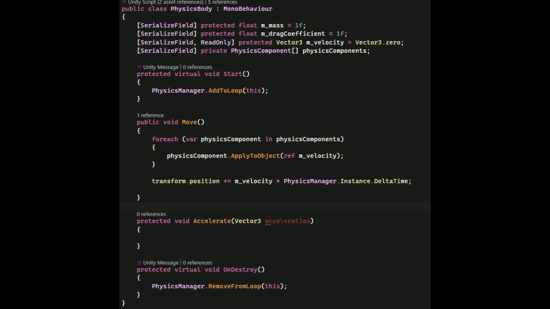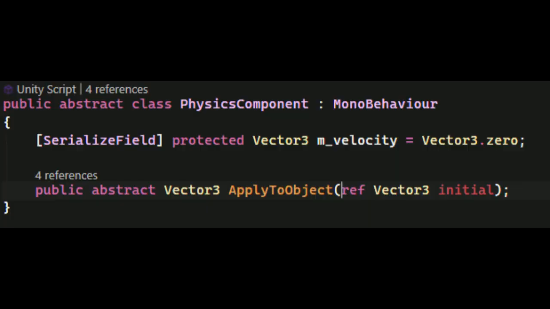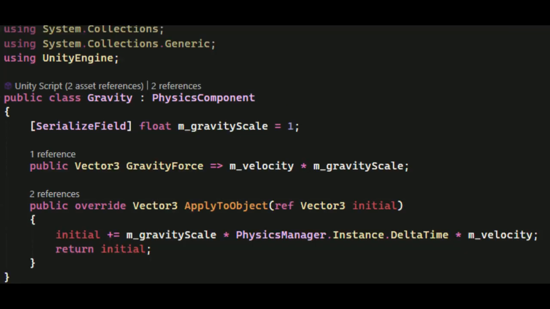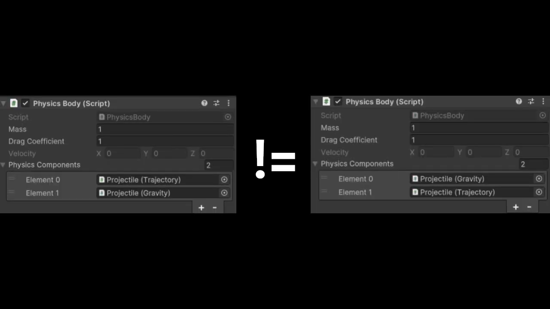I got a head start on Lab 4 by using a component-based physics body system. The idea is that each physics body will have an array of physics components, which are in charge of modifying the velocity in a single specific way and using a shared reference to it to apply it each frame. Components inside the array dictate which component gets applied first.